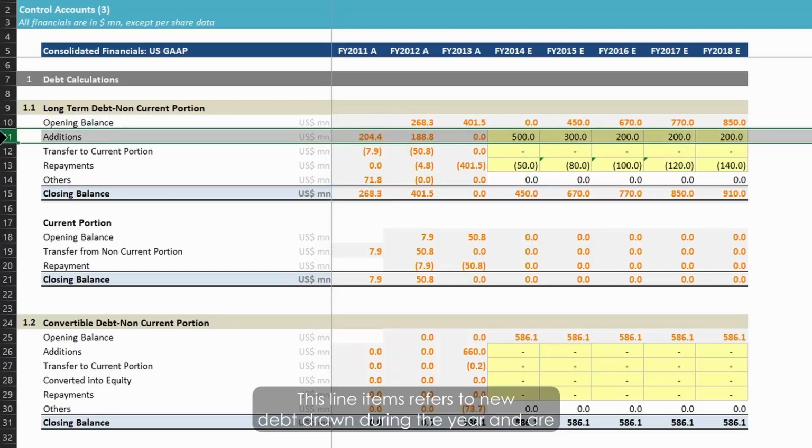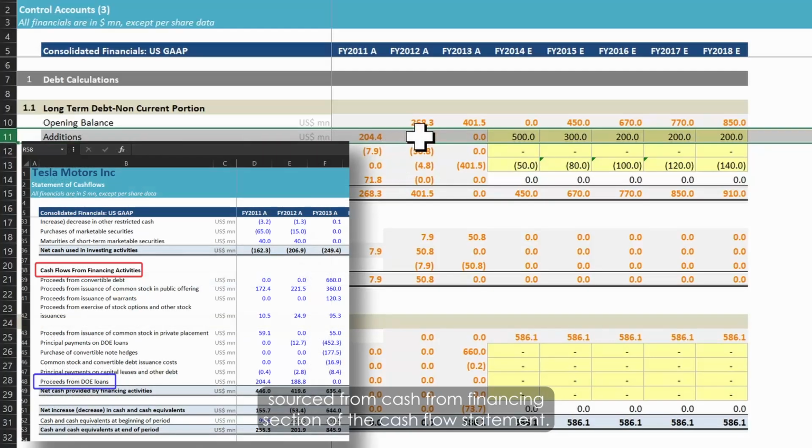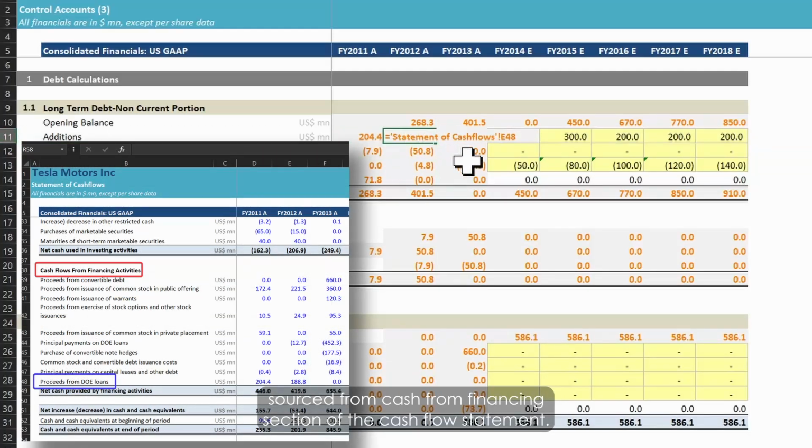2. Additions, row 11. This line item refers to new debt drawn during the year and is sourced from cash from financing section of the cash flow statement. In this case, term debt drawdown is available on the statement of cash flow sheet, row 48, and can be linked as shown here.